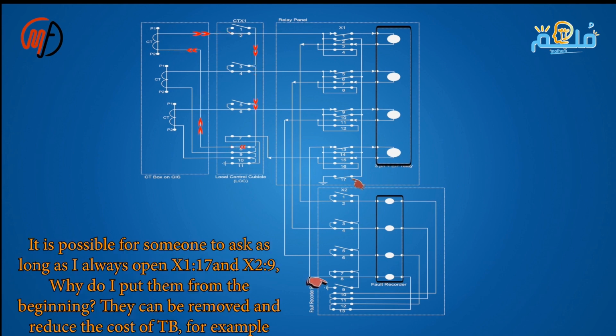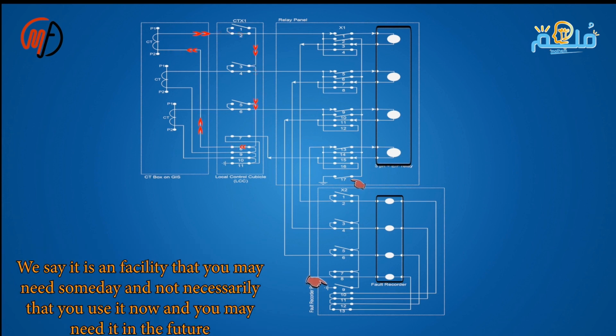Someone might ask, since I always keep them open, X117 and X29, why should I even have them? I could just remove them and save space for a terminal block. For example, let's say it's a facility that you might need someday, and it's not necessary to use it right now, but you might need it in the future.